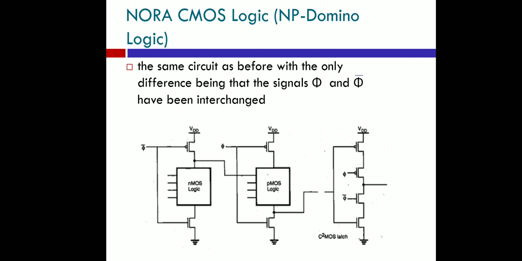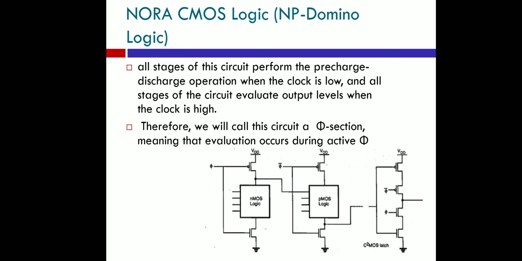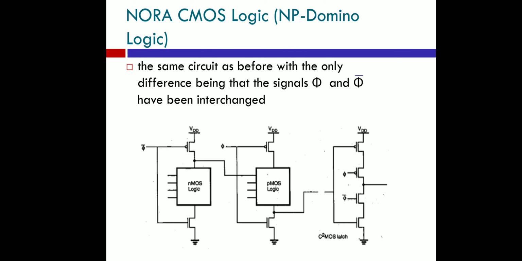Similarly, we can have phi bar section wherein pre-charge and pre-discharge happens when phi is 1 and evaluation happens at low clock, phi is 0. Okay, see here the clock has been changed to phi bar and this PMOS clock is now phi. So we just interchange the clock. So this NORA circuit, we now call it as phi bar.